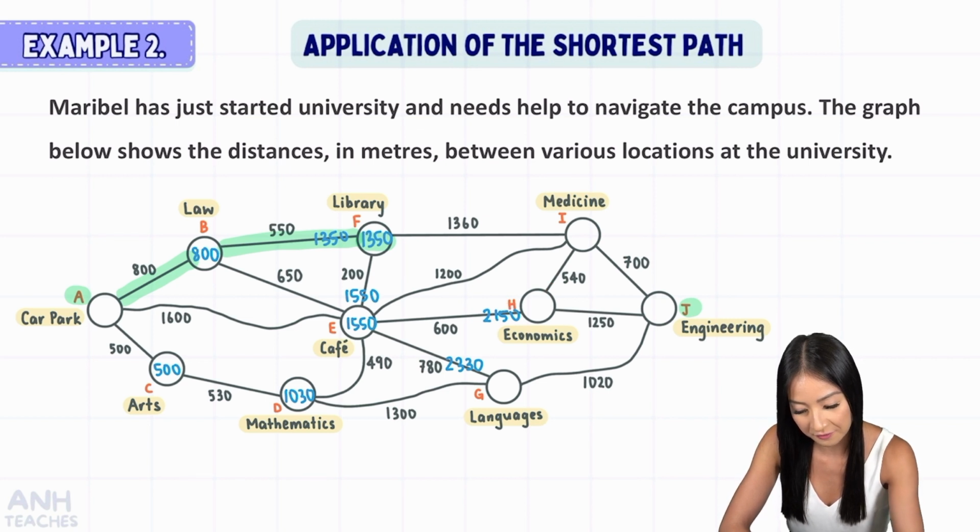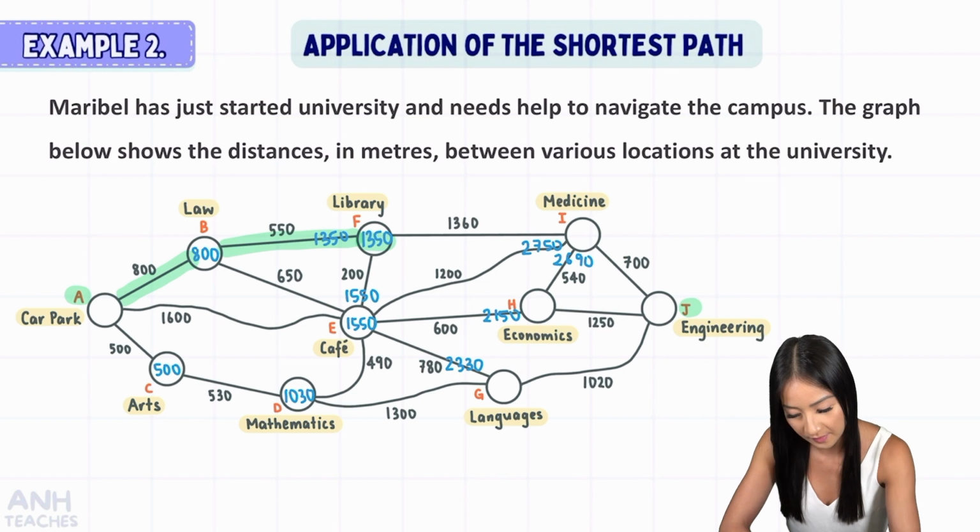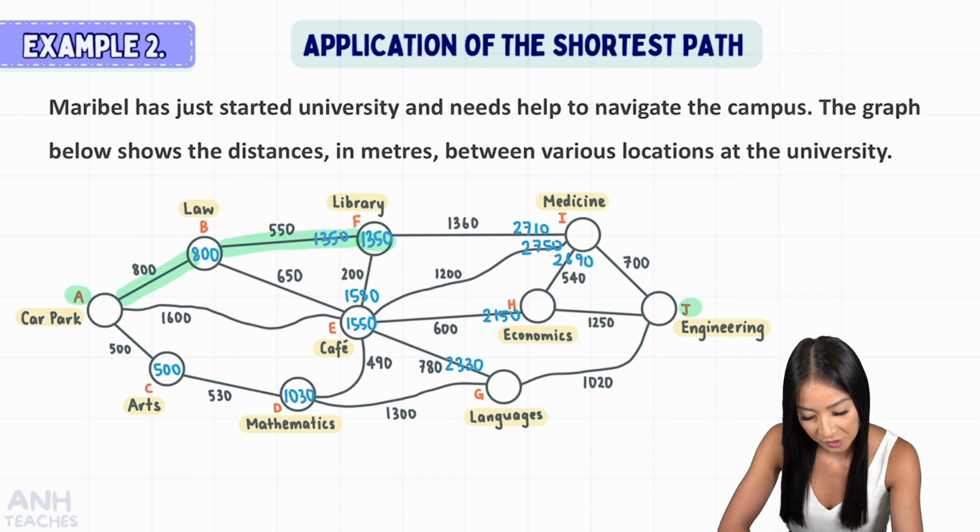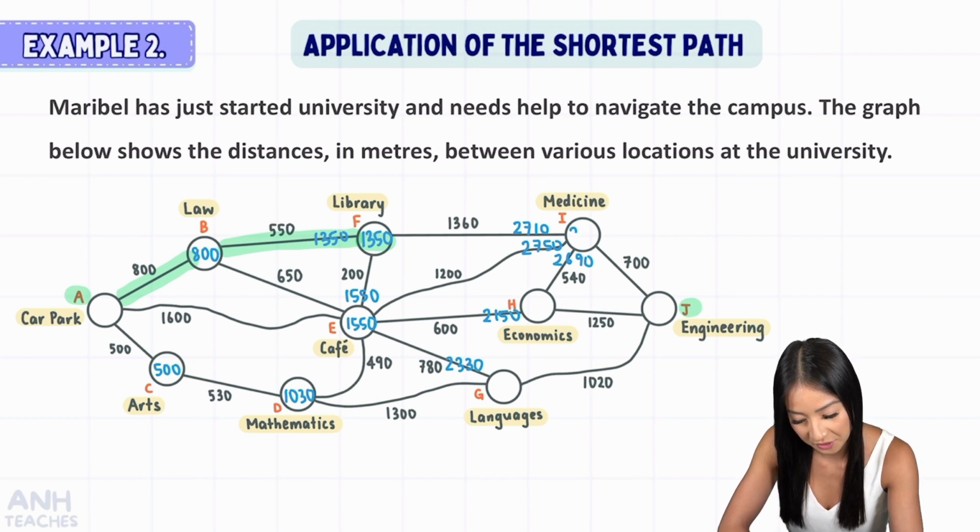2,150 plus 540 is 2,690. 1,550 plus 1,200 is 2,750. And 1,350 plus 1,360 is 2,710. So my shortest distance to the medicine building is 2,690. I'm going to write the 2,150 in there and the 2,330 there.